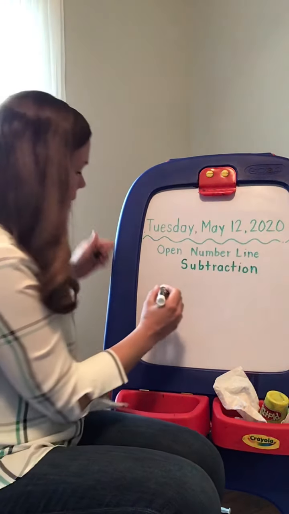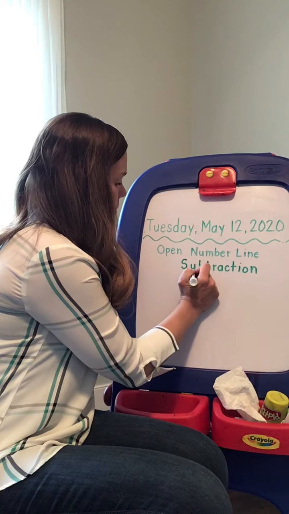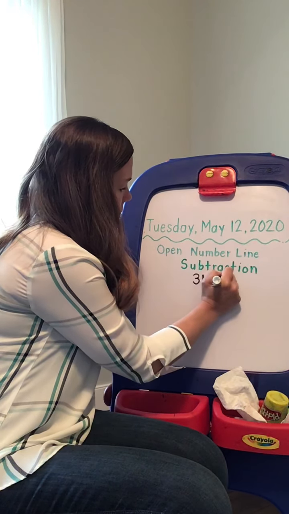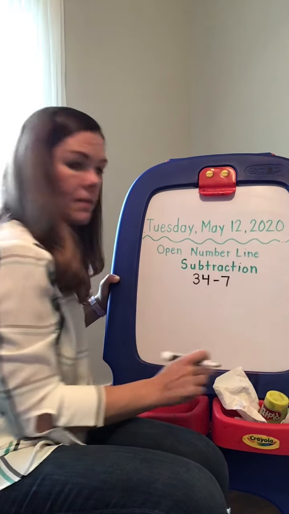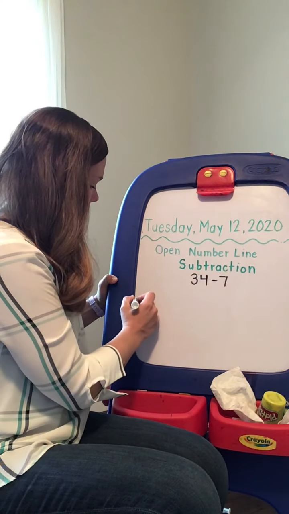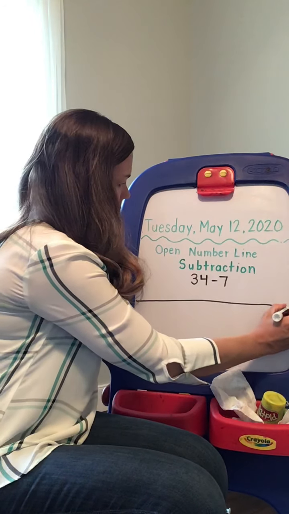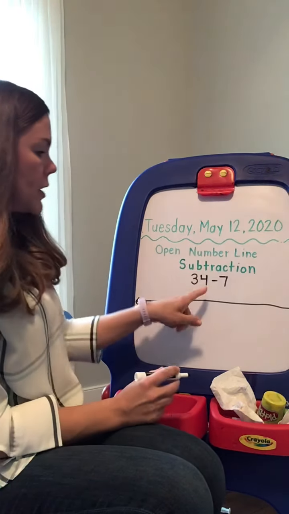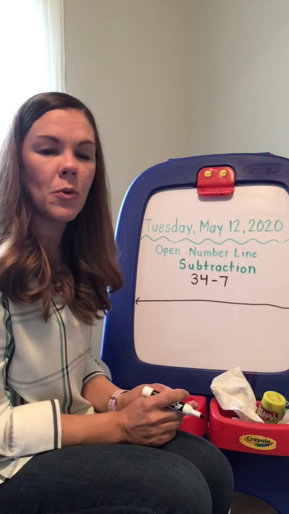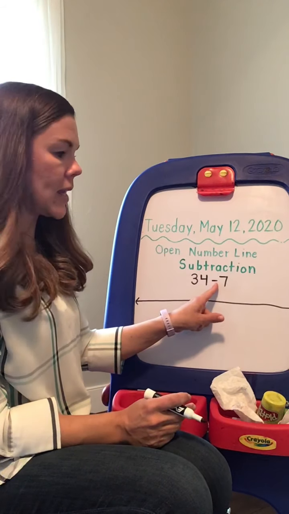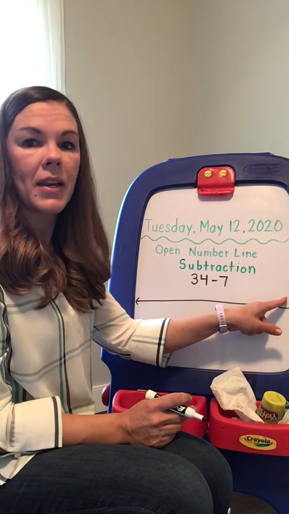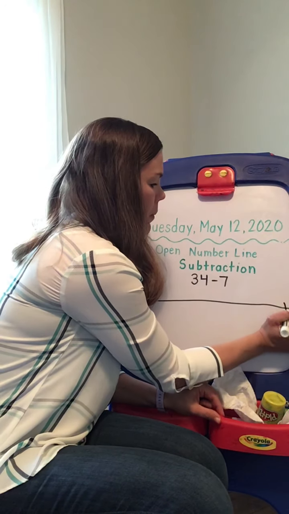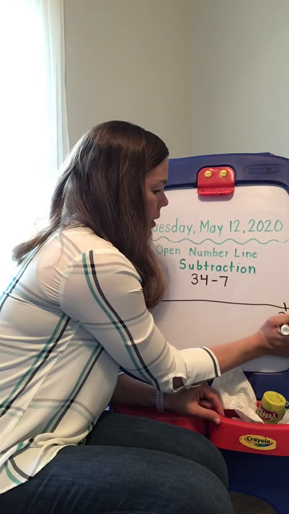So if I have the equation 34 minus 7, okay, I'm going to draw my open number line here. And I'm going to start with my biggest number, which is 34. Because I'm subtracting, I'm going to start on the right side of my number line because I have to go backwards, okay? So we're going to put our 34 here, put my line, and 34.